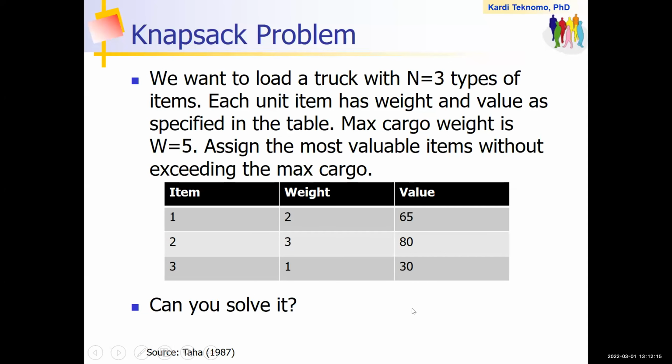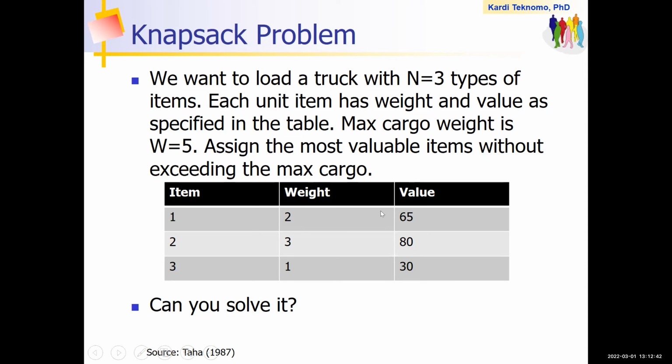Okay, so say you want to load a truck with three types of items. Each unit item has weight, for example, 2, 3, and 1. And the maximum cargo weight is just 5. So the question is, assign the most valuable item without exceeding the max cargo. Can you solve it?